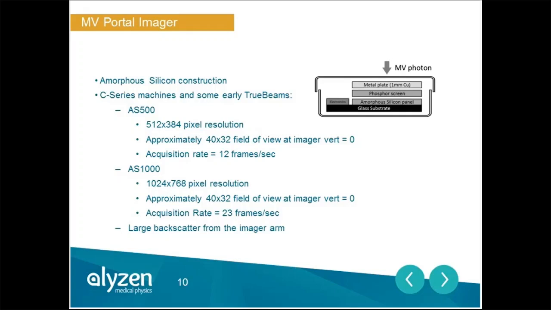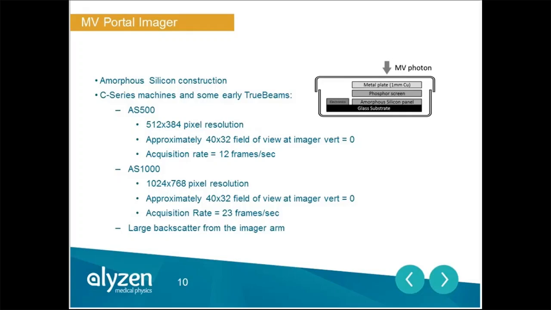I say image vert at 0, meaning at ISO center, just to make a note that sometimes you're not going to be moving that to 0. Sometimes we're going to have that at an image vert equals -5 or 105 SSB. That typically, or that will make the field of view go down a little bit, obviously, and that field of view changes to about a 40 by 30 field of view. The acquisition rate is really important because this tells us we could saturate this panel. If we're delivering higher dose rates or lots of very open information, we could easily saturate the panel at 12 frames per second.